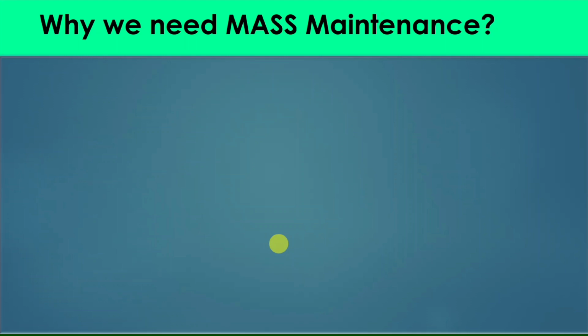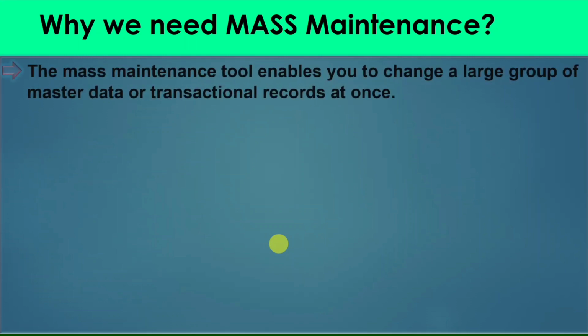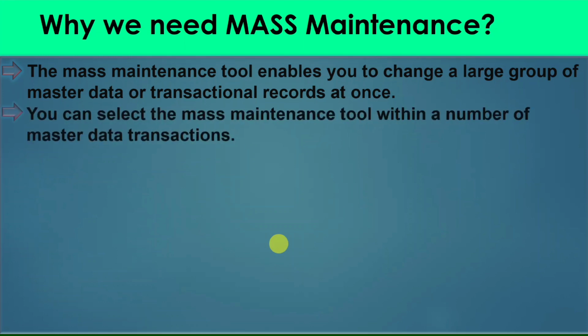So why do we need mass maintenance? Mass maintenance is a tool that enables you to update a large group of master data or transactional data. That can be anything, master data or transactional data. Then you can select the mass maintenance tool, or this mass T code, within a number of master data transactions. There are different transactions, and from each module of SAP there are certain transactions, but in today's video I will focus on the MM perspective.